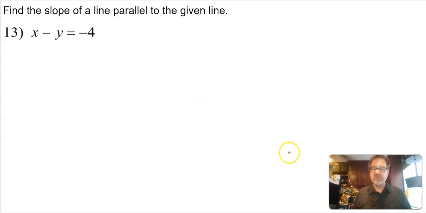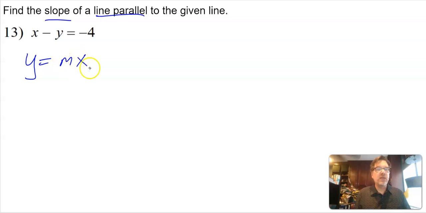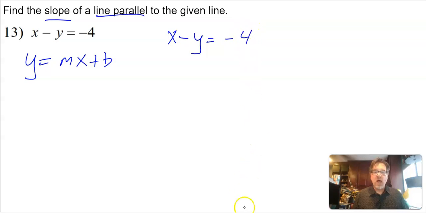All right, here we are for number 13. Now what we're going to notice on this one, I want the slope of parallel lines. Well, this is not in the form y equals mx plus b. So I need to get y by itself for this equation. So if I take x minus y equals negative 4, I want to solve this equation for y. I need to get y by itself.